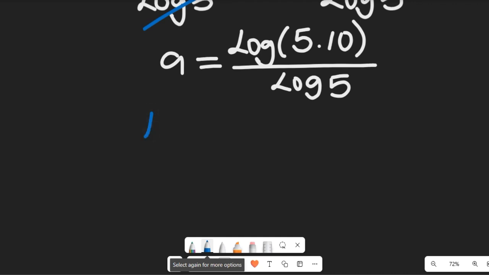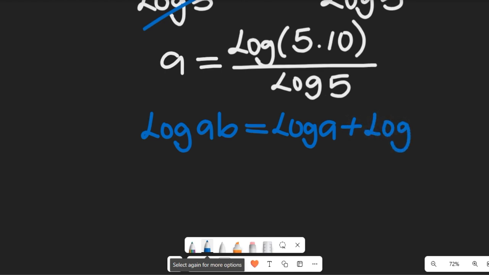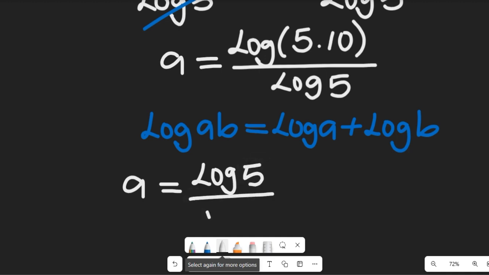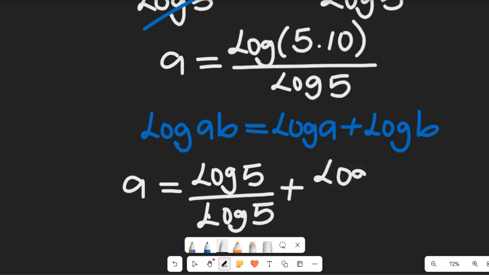Now in the next step, I want you to recall a law of logarithm. From that law of logarithm, if you have the log of a multiplied by b, this will be equal to the log of a plus log of b. Now from that expression, we can have a to be equal to the log of 5 divided by log of 5. If we isolate or separate this, plus log of 10 divided by the log of 5.